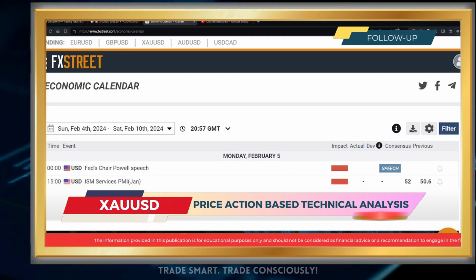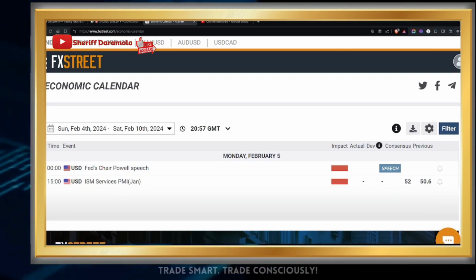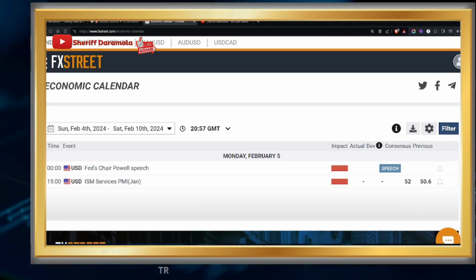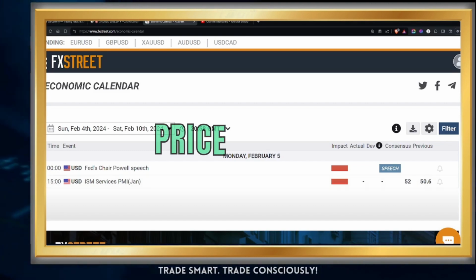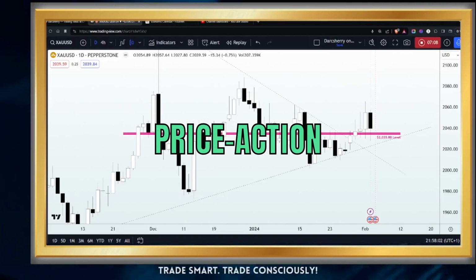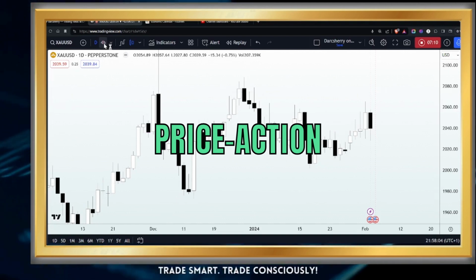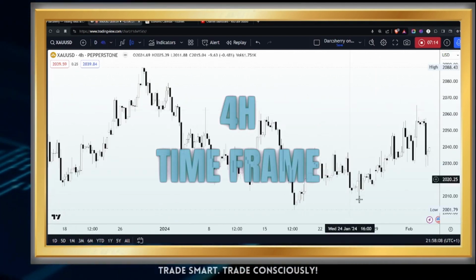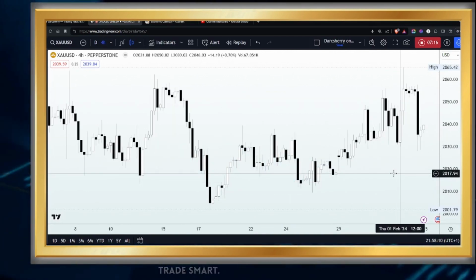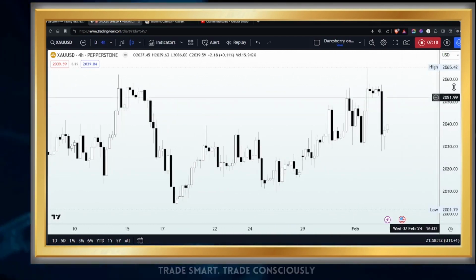And of course, we do know that the anticipation of this event usually has a way of influencing the market sentiment, which of course would reflect on the chart as price action. Now, talking about price action, let's scale down into the 4 hours time frame, where I do have a simple setup which we will be using to guide our decisions for this week.